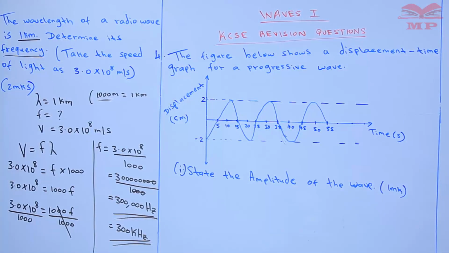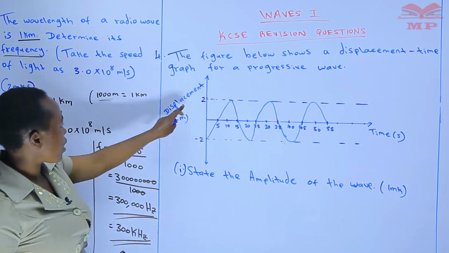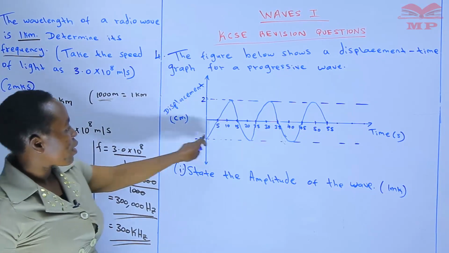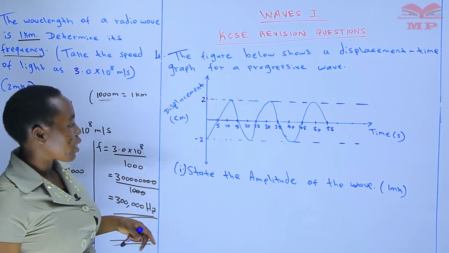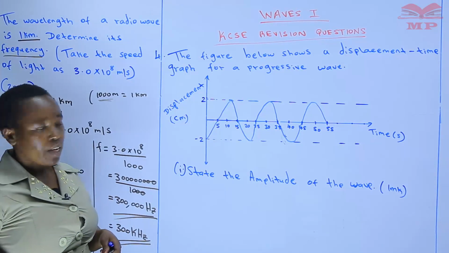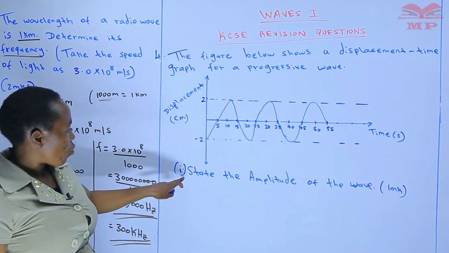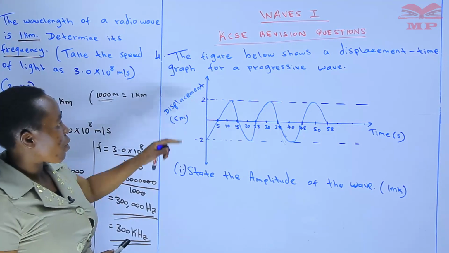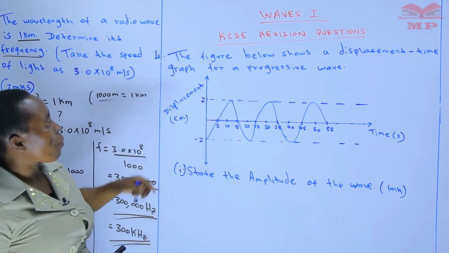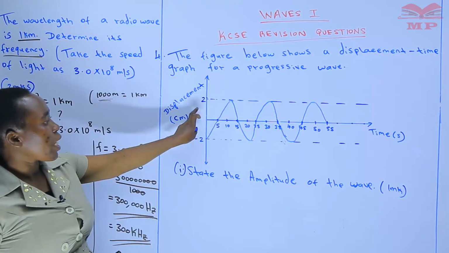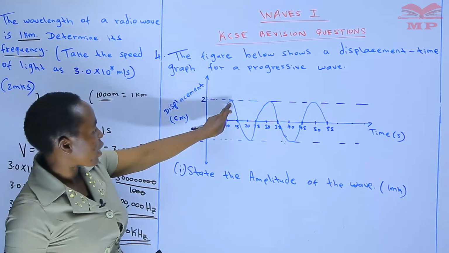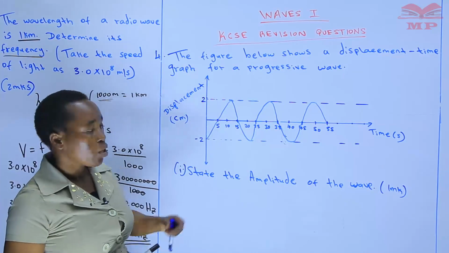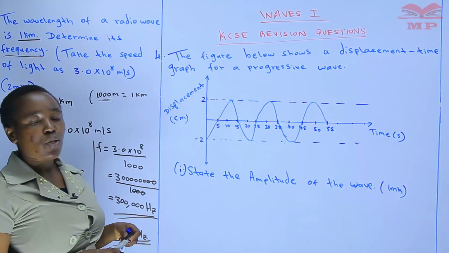We have been told that the figure below shows a displacement time graph for a progressive wave. You can see its displacement against time, and this is our wave. So the first question, we are told to state the amplitude of the wave. Before we do, we can see the type of this wave is a transverse wave. It has crests and troughs alternating.